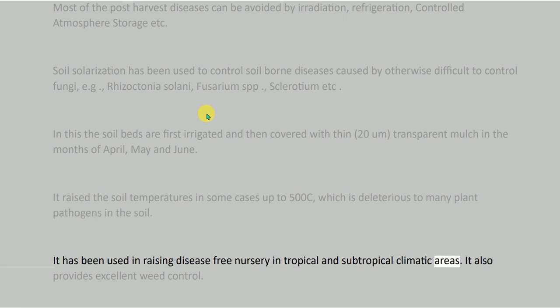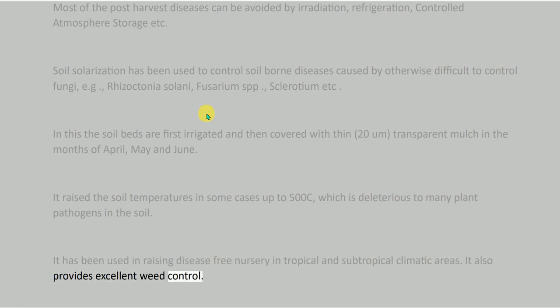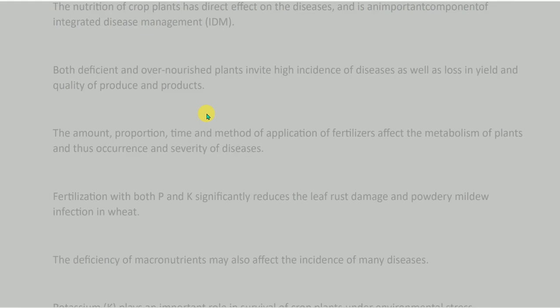Hot water treatment of cabbage seed at 52°C for 15 to 20 minutes controls black rot disease, caused by Xanthomonas campestris pv. campestris. 6. Plant nutrition. The nutrition of crop plants has direct effect on the diseases, and is an important component of integrated disease management, IDM. Both deficient and overnourished plants invite high incidence of diseases as well as loss in yield and quality of produce and products. The amount, proportion, time and method of application of fertilizers affect the metabolism of plants and thus occurrence and severity of diseases.